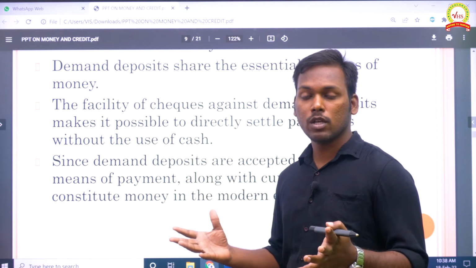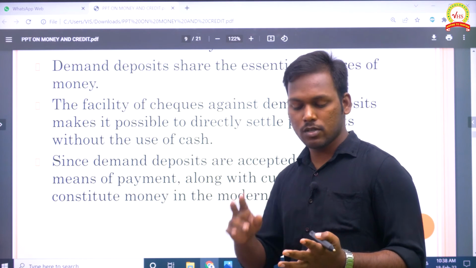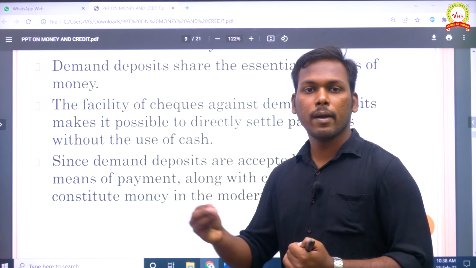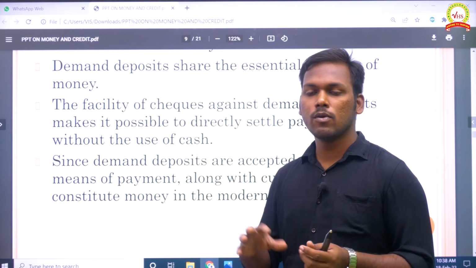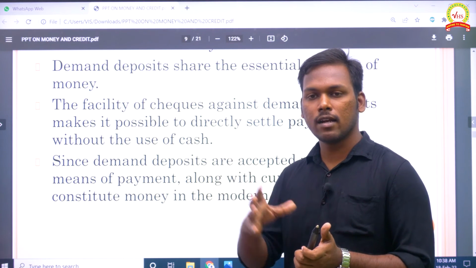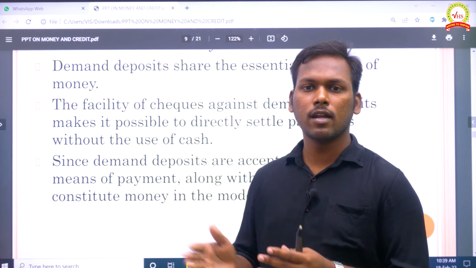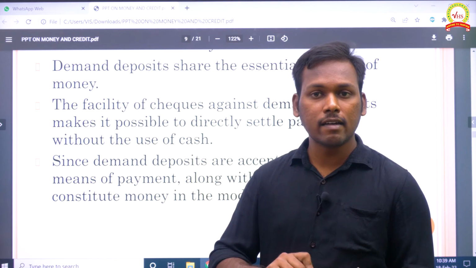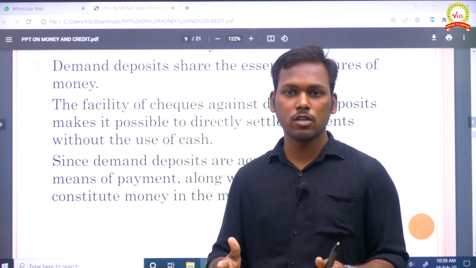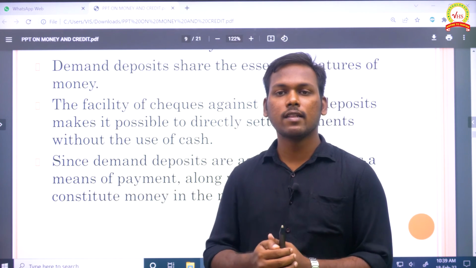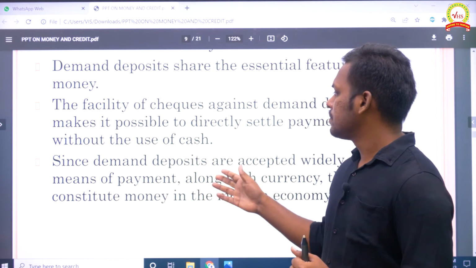Understand? Without the use of cash, we could use a check. You need not pay them by cash. You can just include the account number and their name, so that the bank will give them that particular amount. So you are directing the bank to give this much amount to somebody. Clear? That is the use of a check.